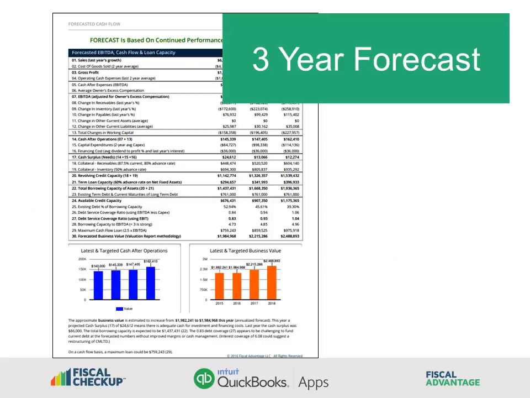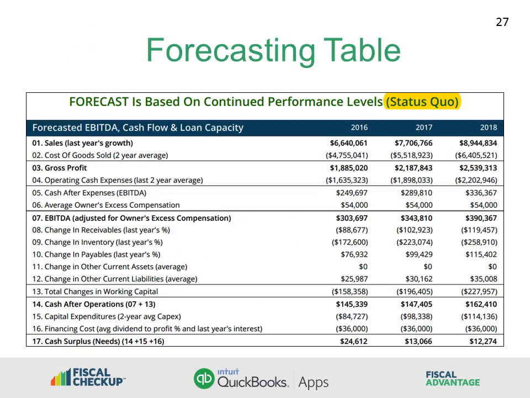Page 5 contains a 3-year forecast of the business based on the past trends of the company. Above the top of the forecast table, it always states whether the numbers in the table are based on the continuation of the past trends, otherwise known as the status quo, or based on new parameters.